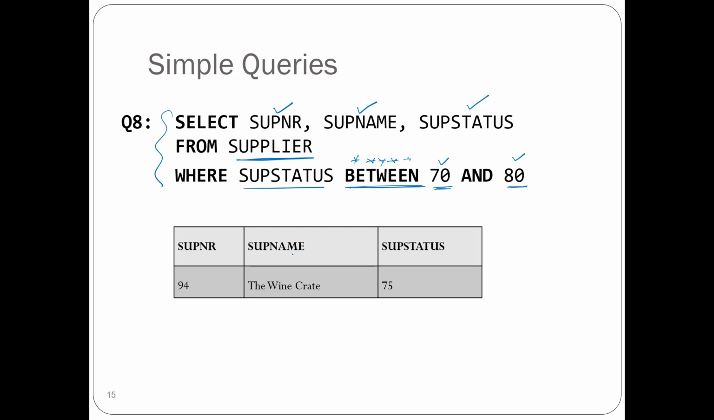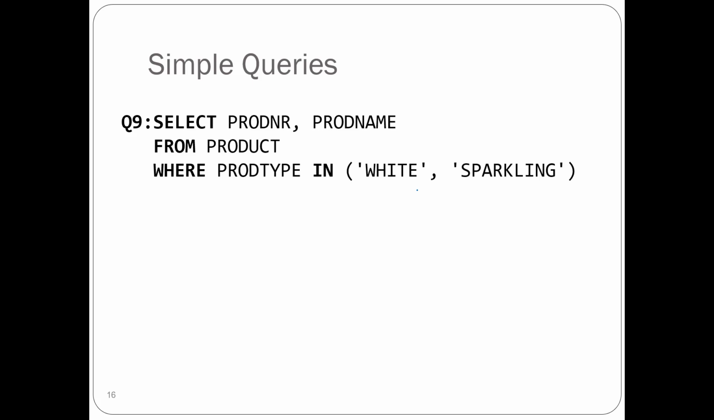Here is the result. The wine crate is the supplier with the supplier number 94 and supplier status 75, and look at it, 75 is in between 70 and 80. This between would be interesting and important. That's the reason I have put multiple stars on top of that.